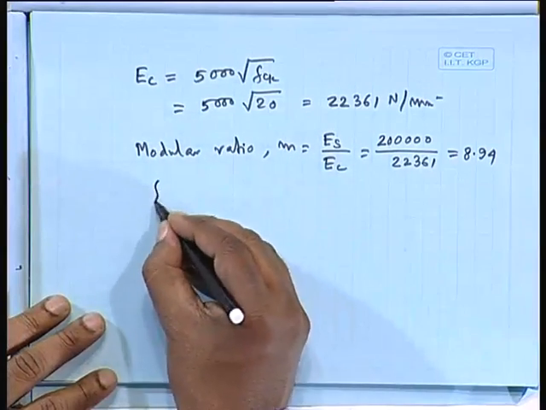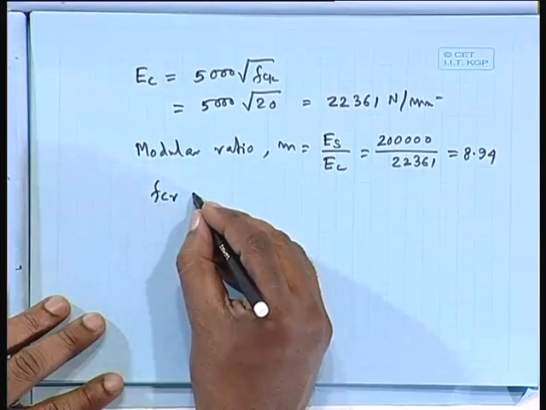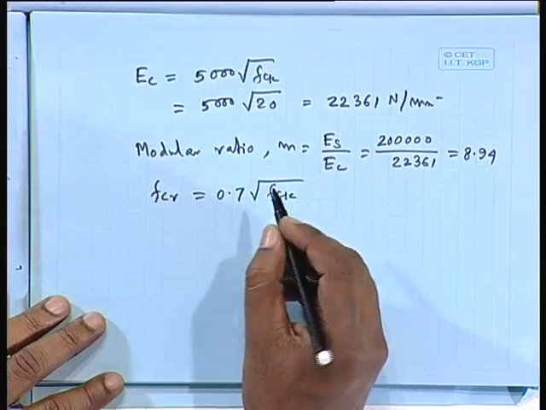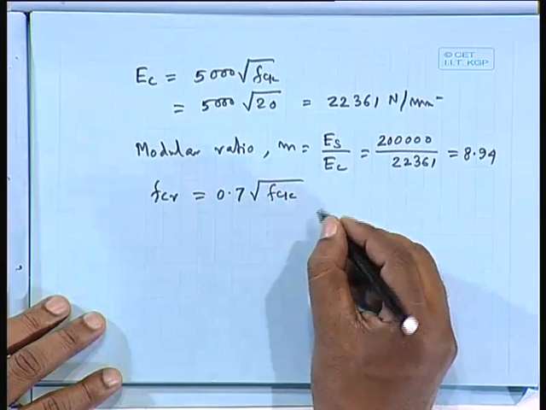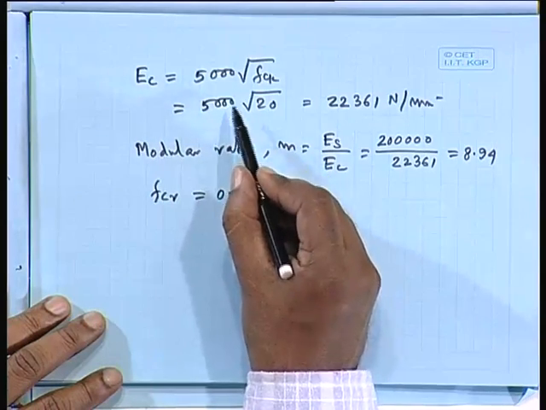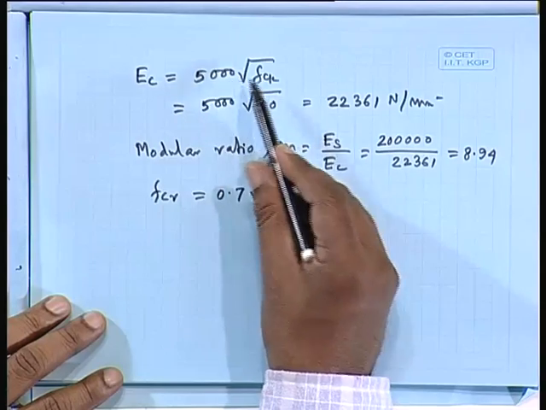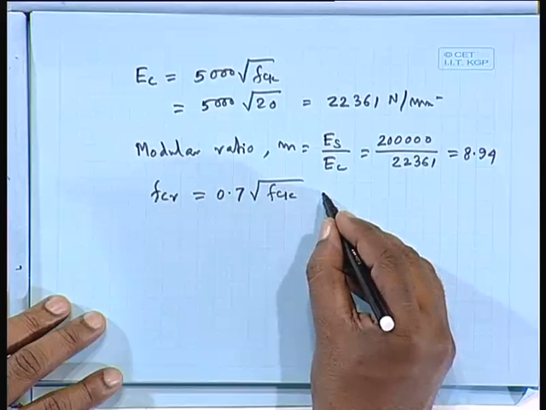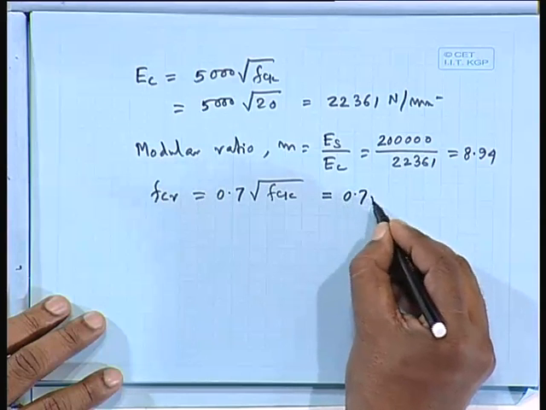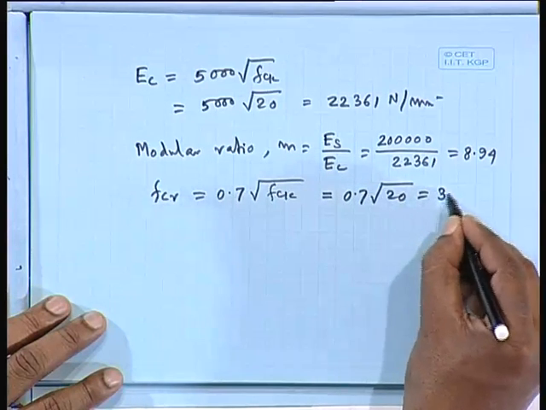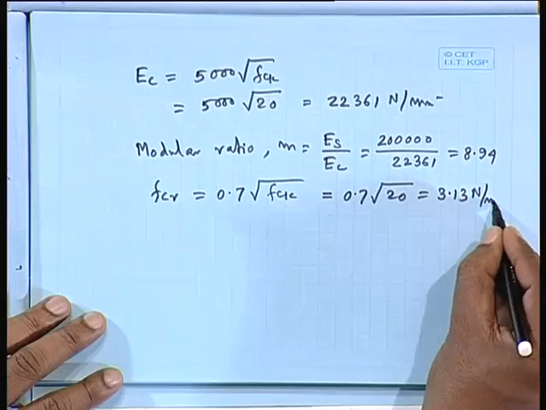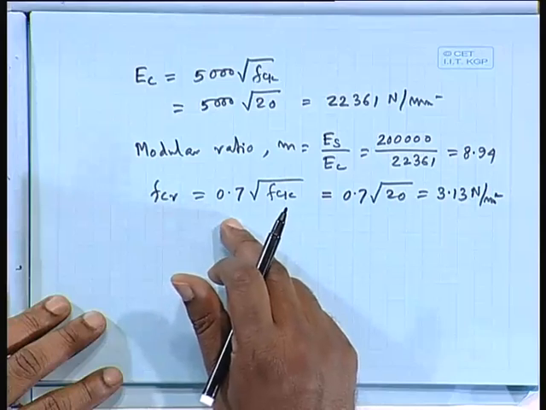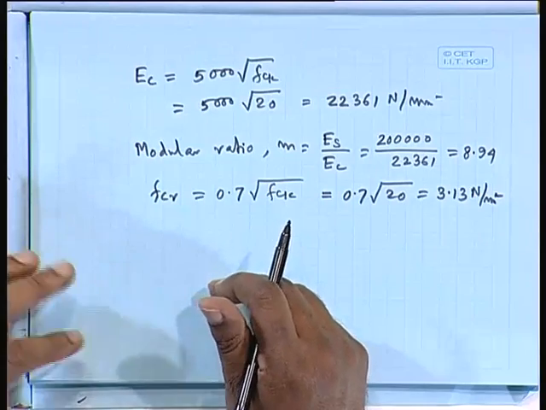Now, what about fcr? fcr equal to 0.7 root fck, already I have told you, that is in clause 6.2.2 page 16. This value also you will get in the same page 16, the next clause of IS 456, and it comes as 3.13 Newton per square millimeter. You will get it as flexural strength, also modulus of rupture, which is defined in the list of symbols in IS 456.